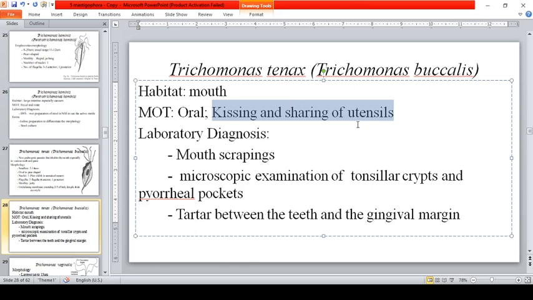So, also guys, according to studies, kung madalas kayo mag-kiss ng partner mo, you will also share the types of normal flora found in the oral cavity of each partner. So, kumbaga magpapasahan din kayo. Okay? Magsisharean kayo ng bacteria. So, laboratory diagnosis, syempre hindi po tae. Okay? Hindi po stool sample. Mouth scrapings, microscopic examination of tonsillar crypts, pyorrheal pockets, and tartar between the teeth and gingival margin.